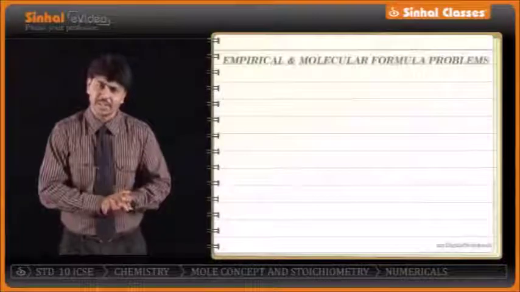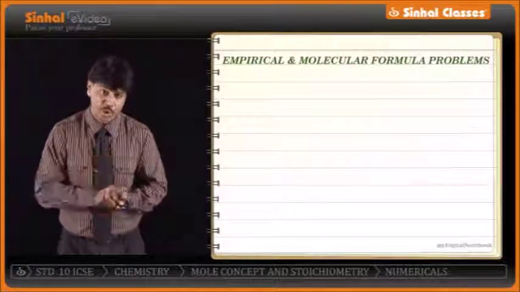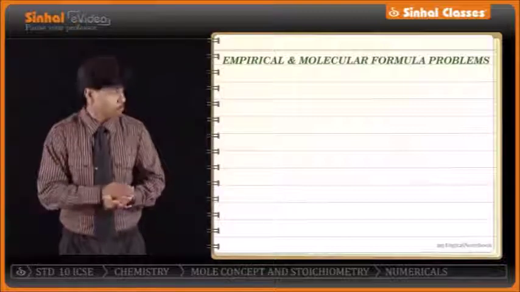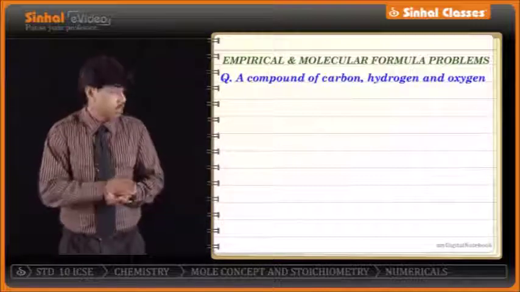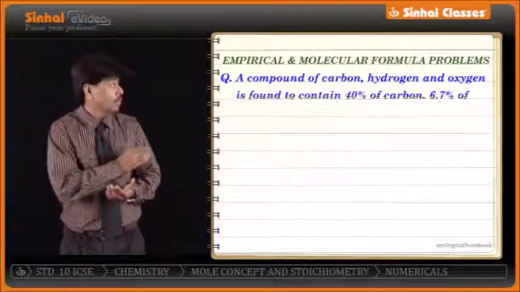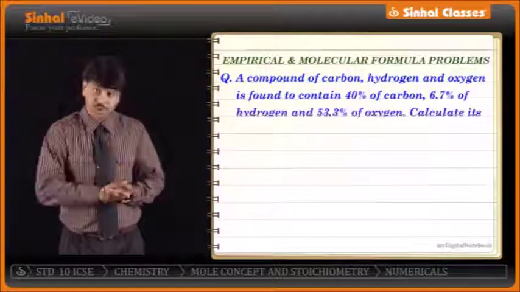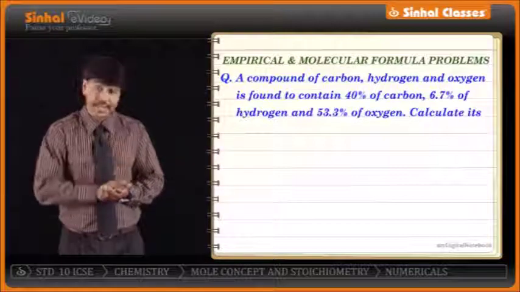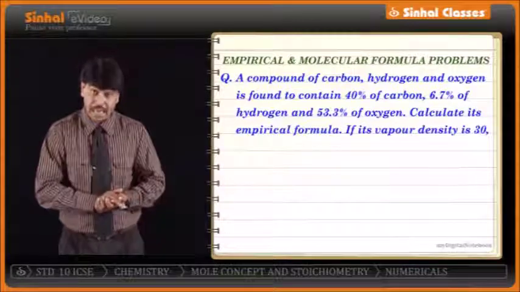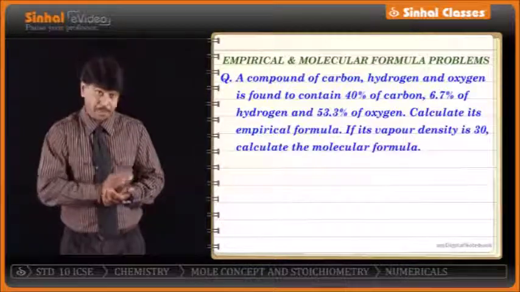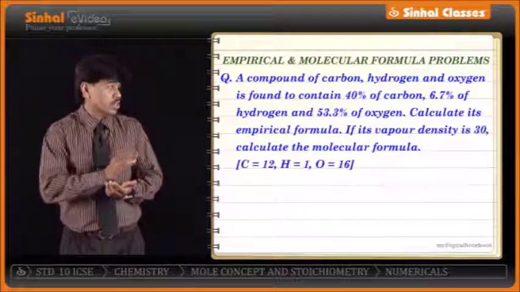Now let's take a numerical which involves finding both the empirical as well as the molecular formula. The question is, a compound of carbon, hydrogen and oxygen is found to contain 40% carbon, 6.7% hydrogen and 53.3% oxygen. Calculate its empirical formula. If its vapor density is 30, calculate the molecular formula. In bracket, weight of carbon is 12, hydrogen is 1, oxygen is 16.